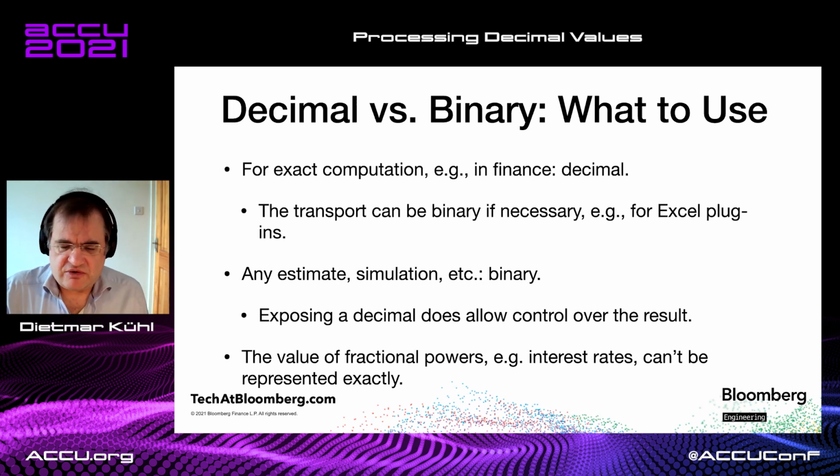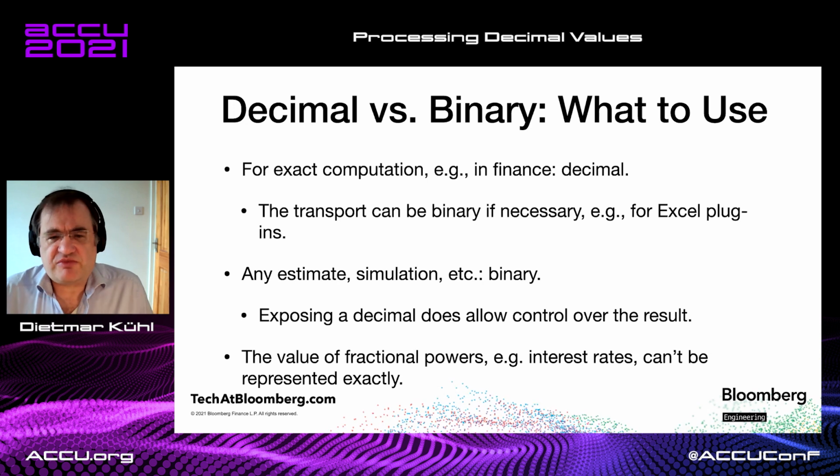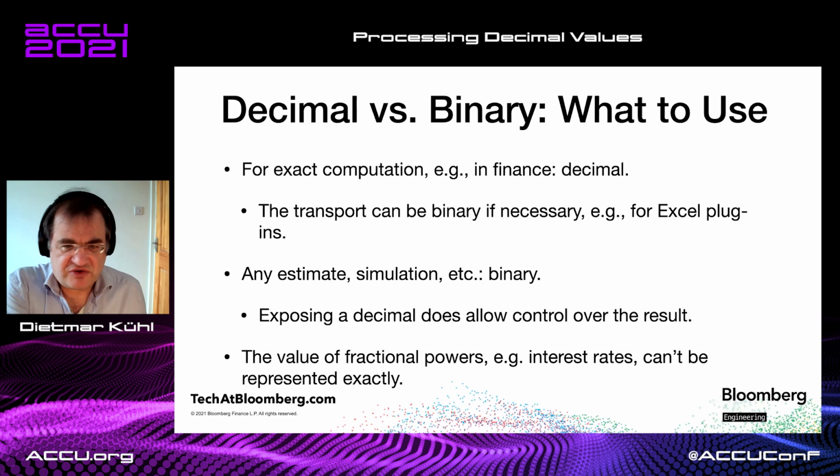Now, the reason we have binary floating point is mostly because we want to do estimates. We want to do simulations. All this machine learning stuff is basically floating point maths. You don't want to do that in decimal. It's just slow, and you're not interested in the exact result of these things anyway. Same with simulation. There are so many inputs, you have no idea what the outcome is. Some of these things are even randomized. So you clearly want to use binary values over there.